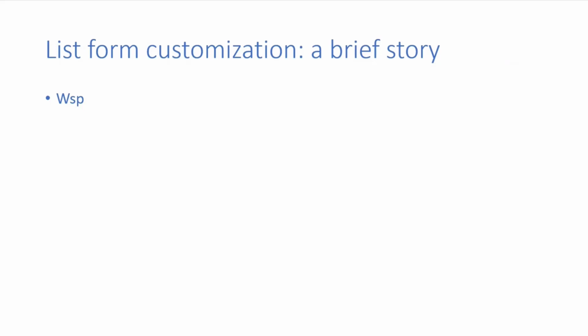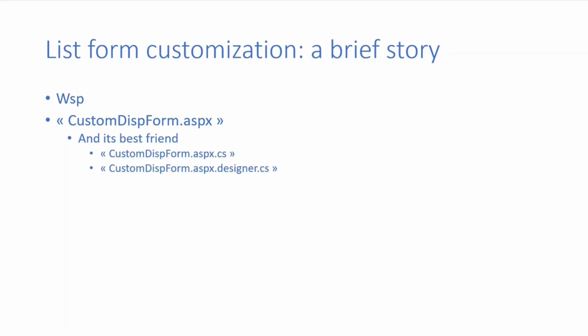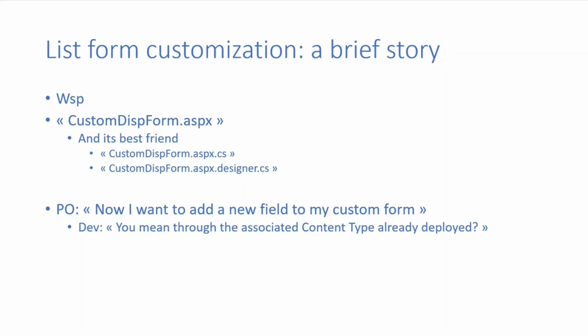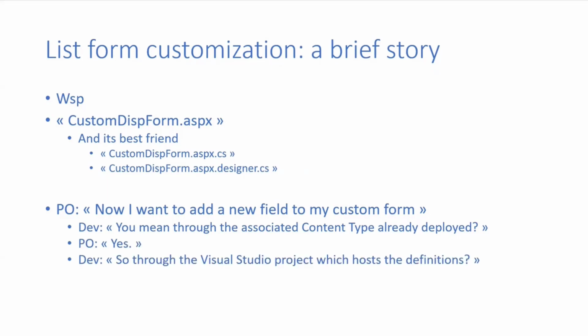No, it's not as perfect as it looks. But anyway, when you wanted to customize a form, you started with a custom this form.aspx, but also with the .aspx.cs and the .aspx.designer.cs. You have the backend and the frontend in the same solution. Let's imagine that you deploy the whole solution with your structure and your customization on your SharePoint farm, and then your product owner wants you to add a new field to your custom form, which means that you have to add it also to your content type as a custom field, add it to the custom form, and deploy the whole new thing.